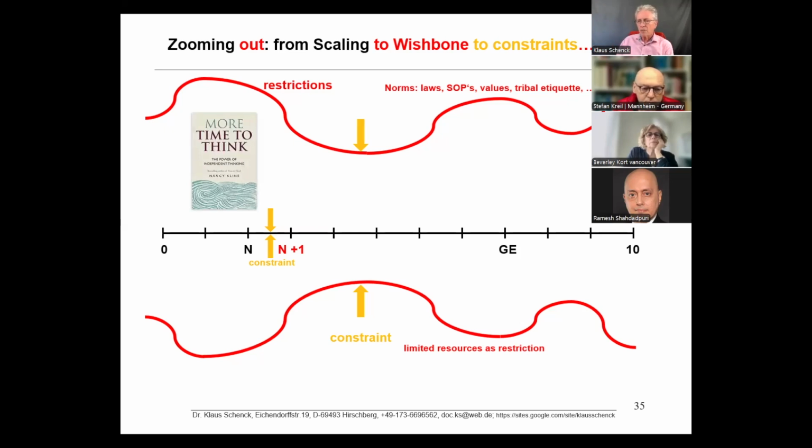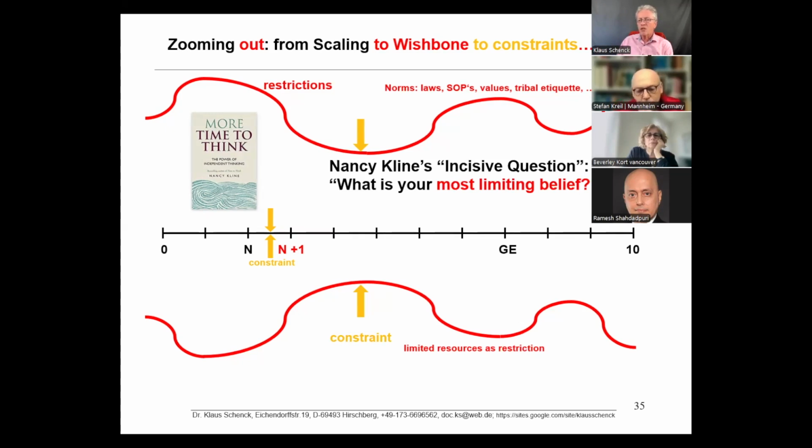There's this American-British author, Nancy Klein, who puts the question about the constraint like this. She asks, what is your most limiting belief? And then she turns it around into a solution-focused way. She asks, and what would be the opposite? And suppose the opposite was possible, then what else would be possible? So in a solution-focused way, overcoming the constraint once you identified it.